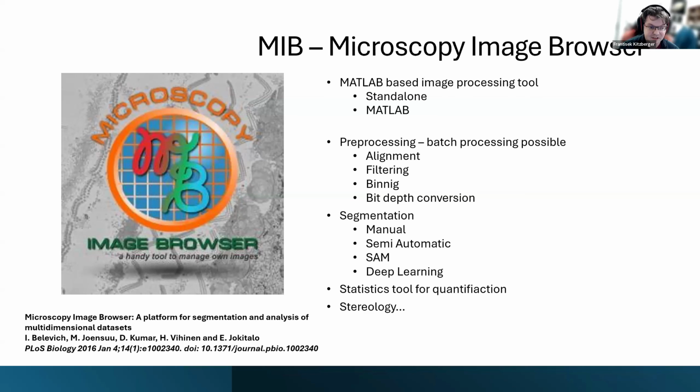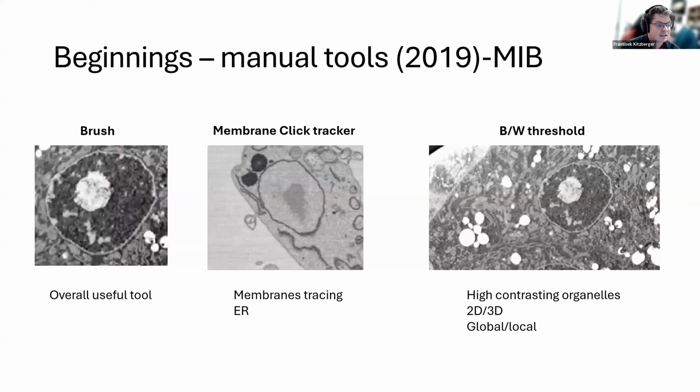And after you are done with these, you can also use the statistics to get some more quantitative information. And one of the specific use cases is also stereology. I will mention it. We use it differently than it's offered in MIB, but it's still doable and it's really nice. So the first time we encountered this software, or I encountered this software, was in 2019.